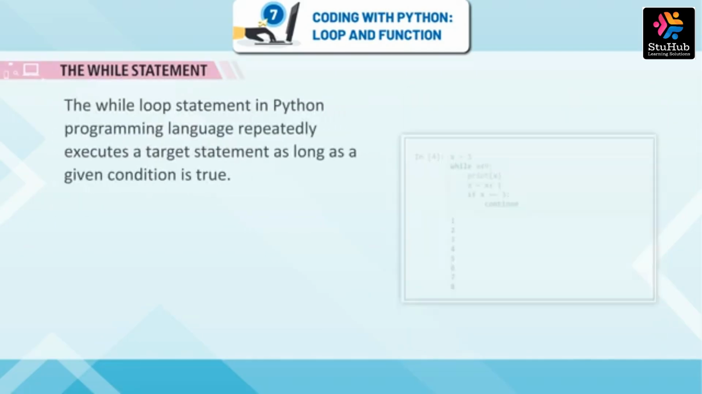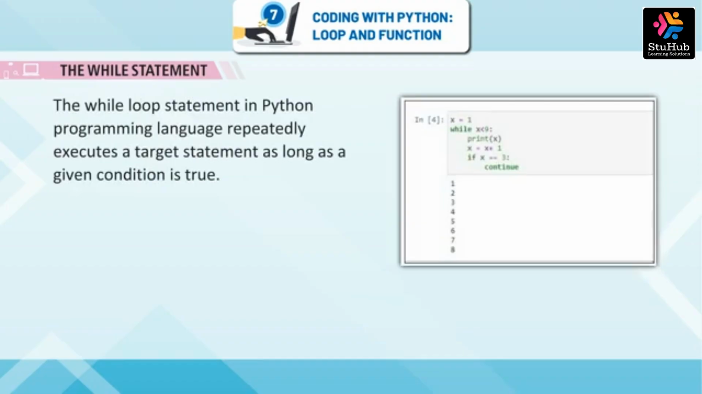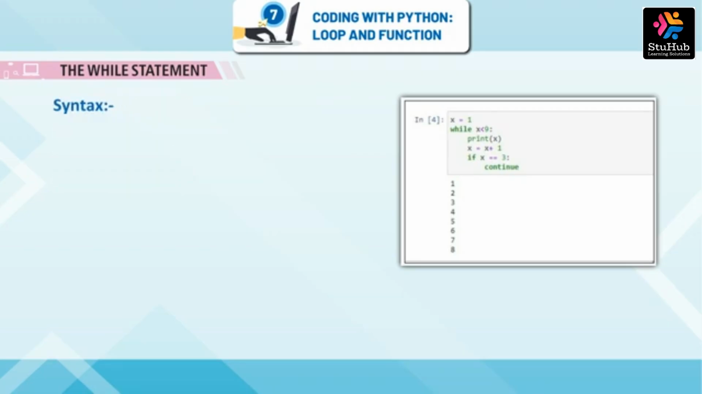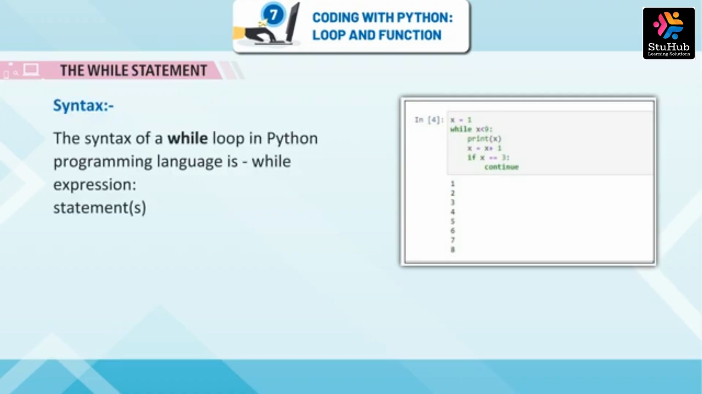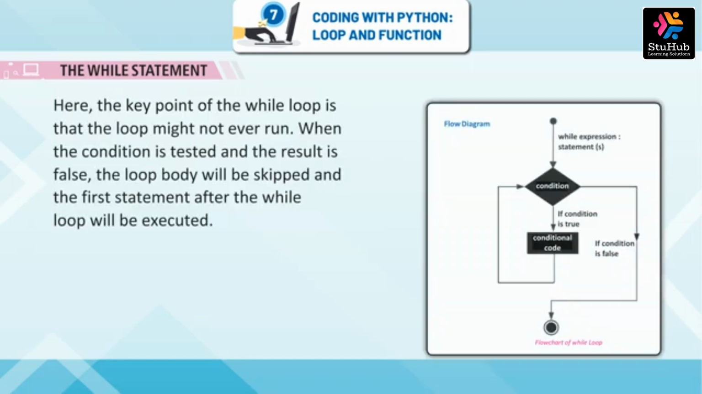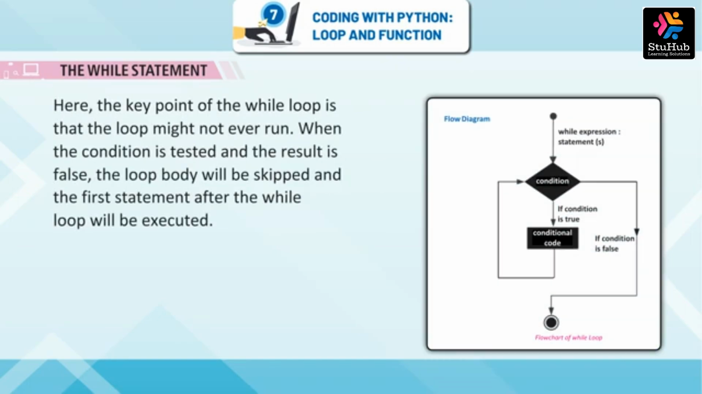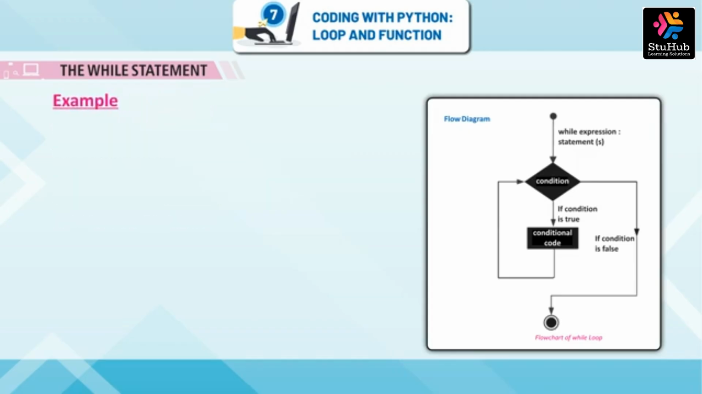The while statement. The while loop statement in Python programming language repeatedly executes a target statement as long as a given condition is true. Syntax. The syntax of a while loop in Python programming language is: while expression: statements. Here the key point of the while loop is that the loop might not ever run. When the condition is tested and the result is false, the loop body will be skipped and the first statement after the while loop will be executed.